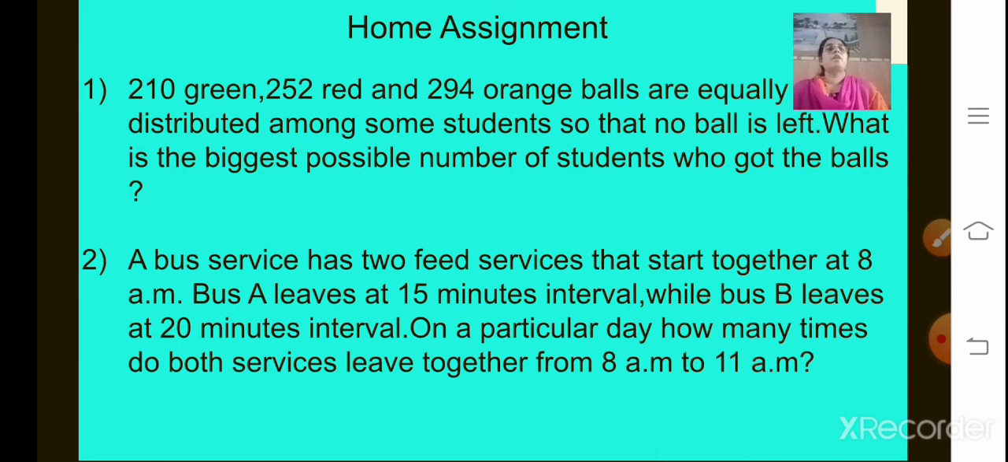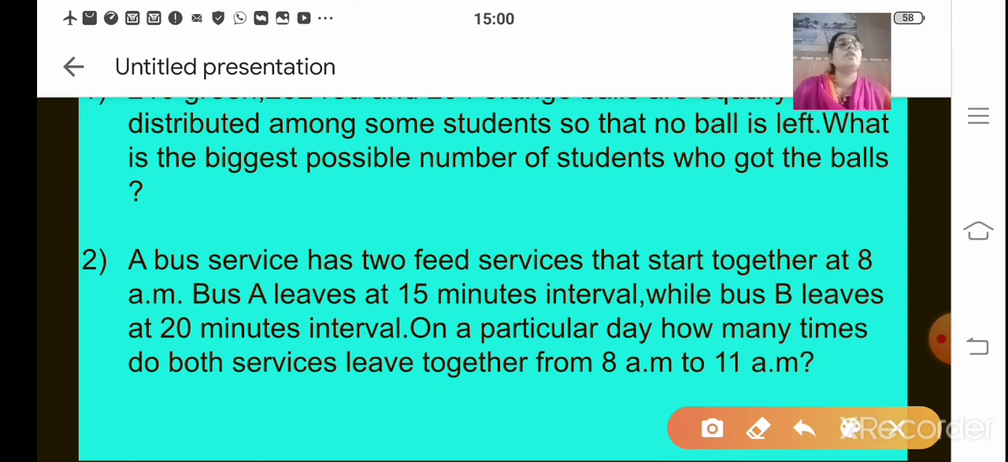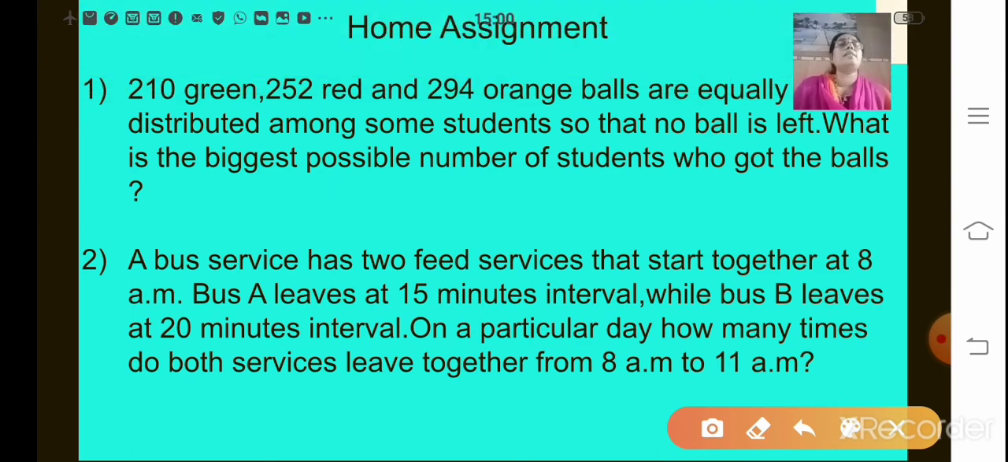Now based on these, some home assignment for you. 210 green, 252 red and 294 orange balls are equally distributed among some students so that no ball is left. What is the biggest possible number of students? Now again here, the keywords like equally distributed mean you have to make it into smaller parts, and the biggest possible number tells us which type of question it is. It is an HCF type of question where you have to find the HCF of all the three numbers.